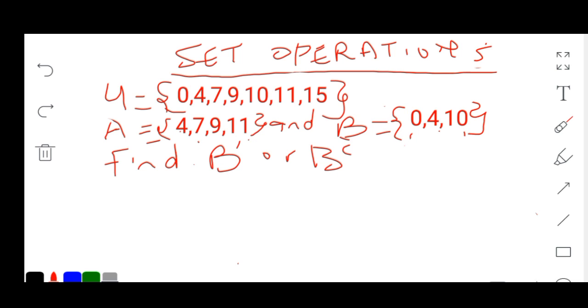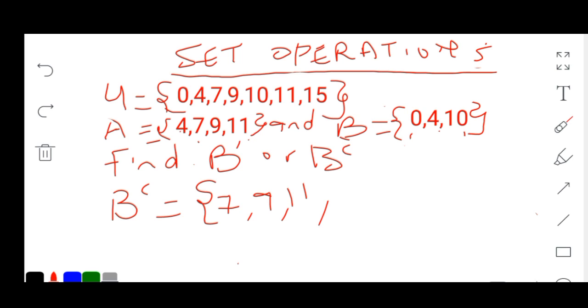What does complement mean? Elements not in set B but in the universal set. That says: what are those elements that are in the universal set but not in set B? Look at set B very well. So let's list them out. 0 is in the universal set and is in set B. 4 is in the universal set and is in set B. You know that one. 7 is in the universal set, not in set B, so you write 7. 9 is in the universal set, not in set B, that's 9. 10 is in the universal set, it is also in set B. 11 is in the universal set but not in set B. You write that one too.